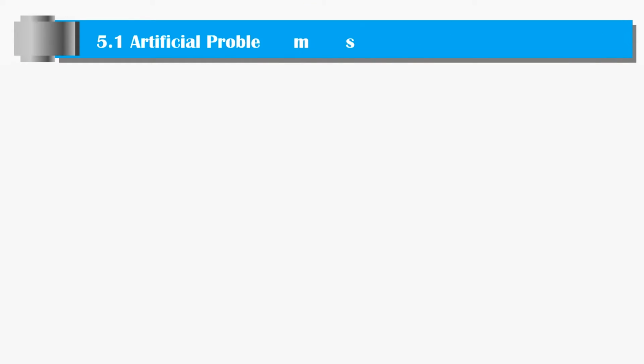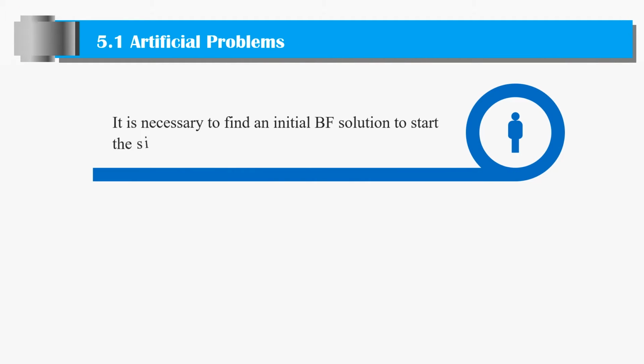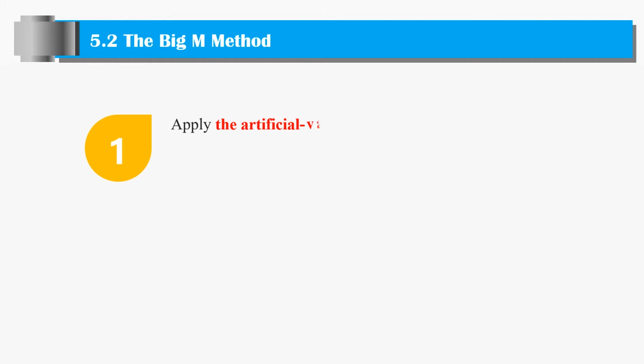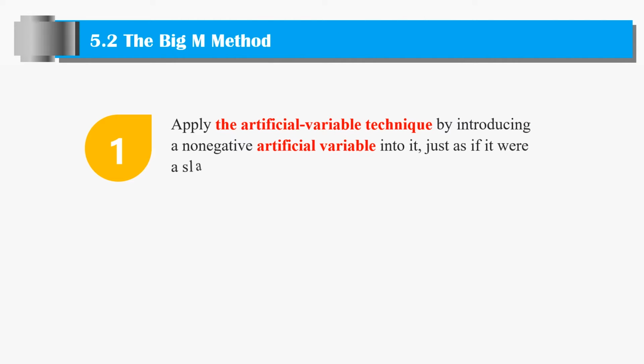However, in order to start the simplex method, it is necessary to have an initial BF solution. So to solve such problems, we introduce an artificial problem that has the same optimal solution as the real one by making two modifications. First, we apply the artificial variable technique by introducing a non-negative artificial variable into the equation, just as if it were a slack variable.